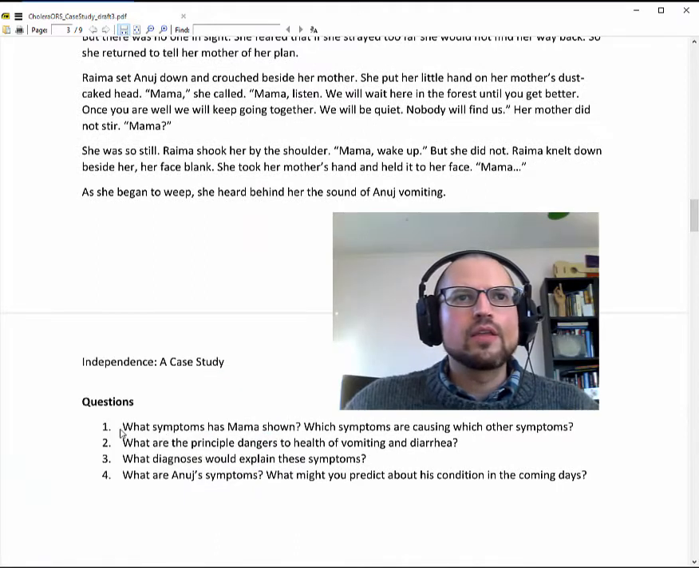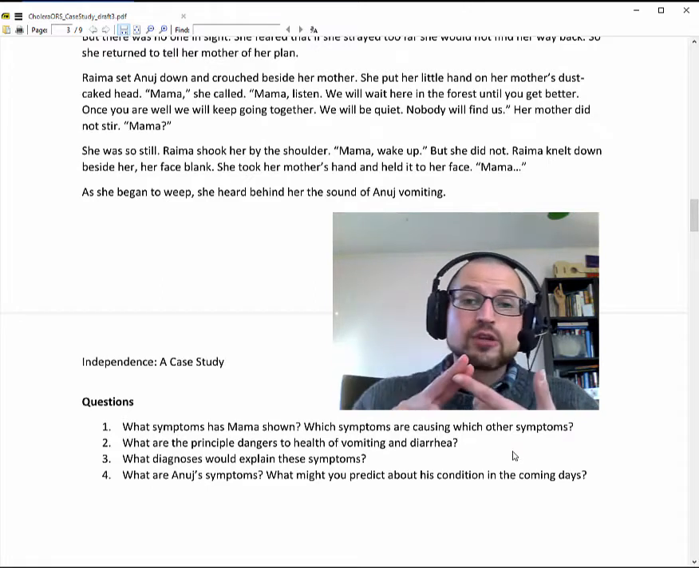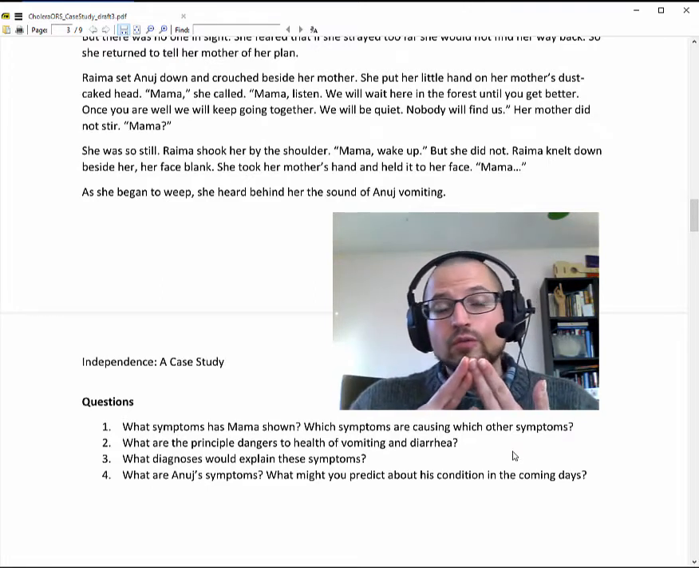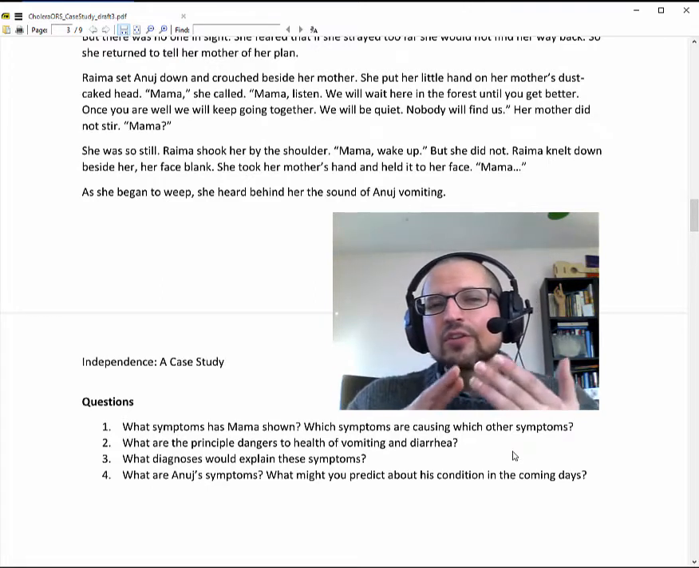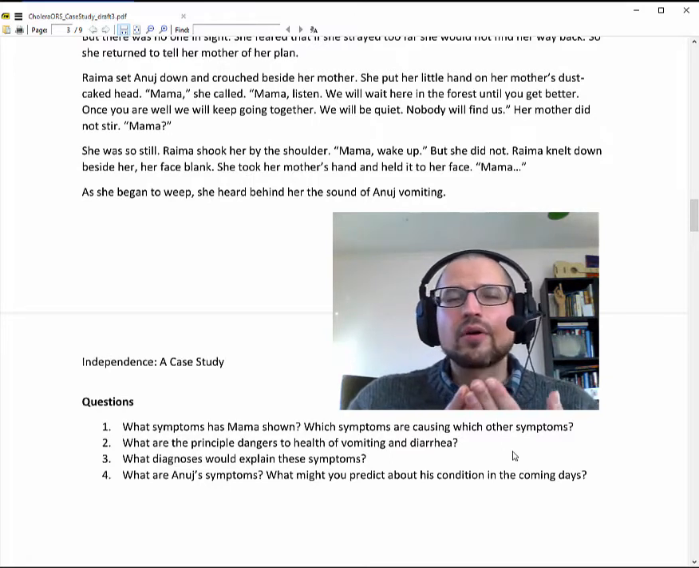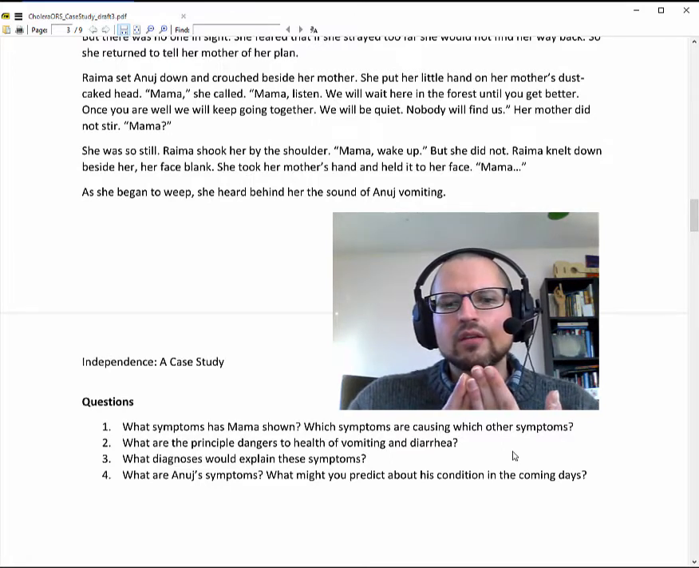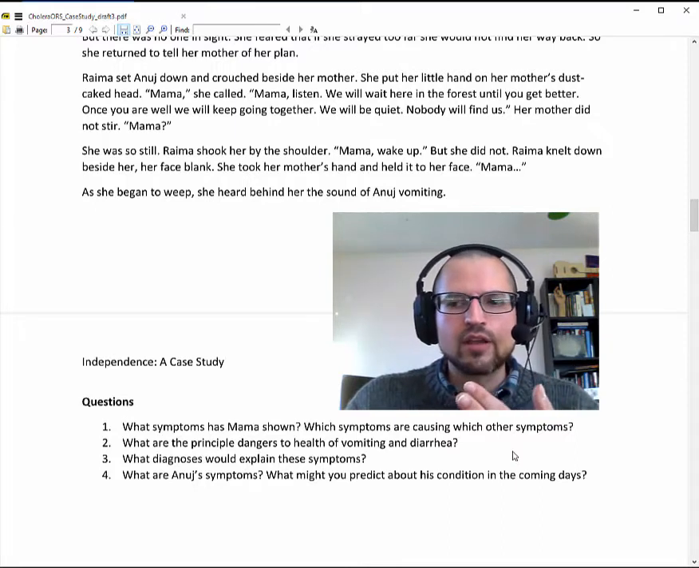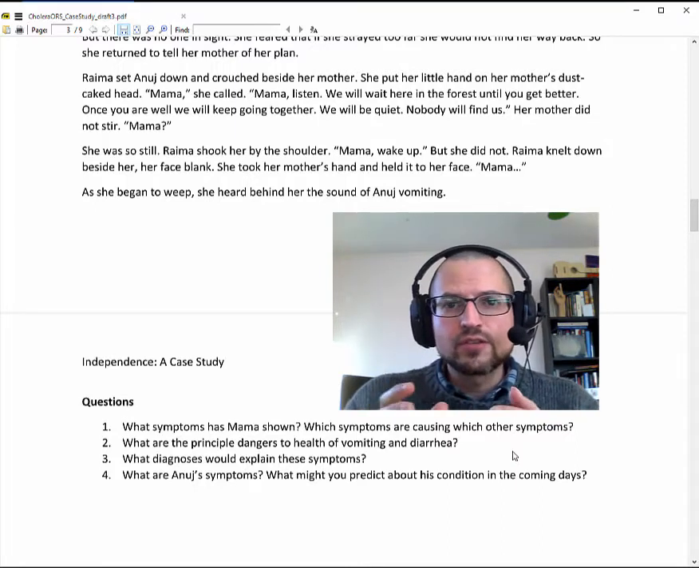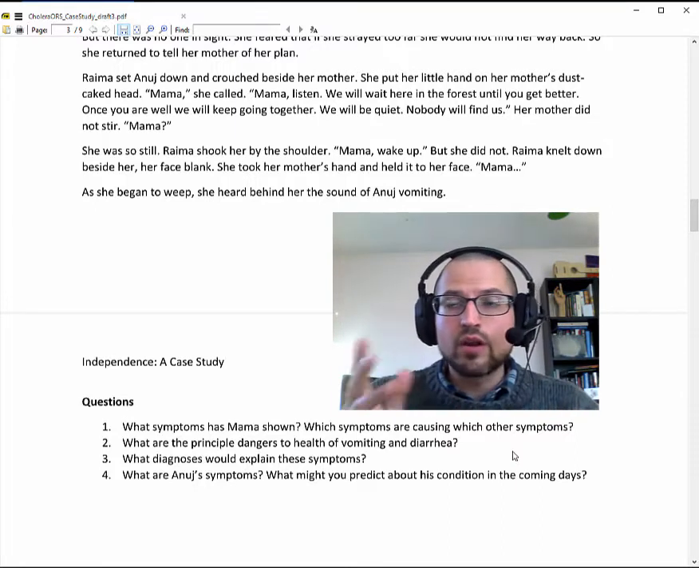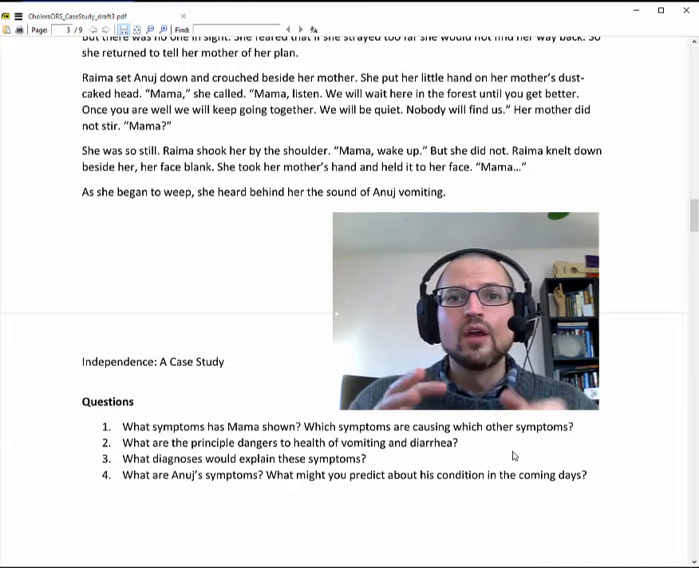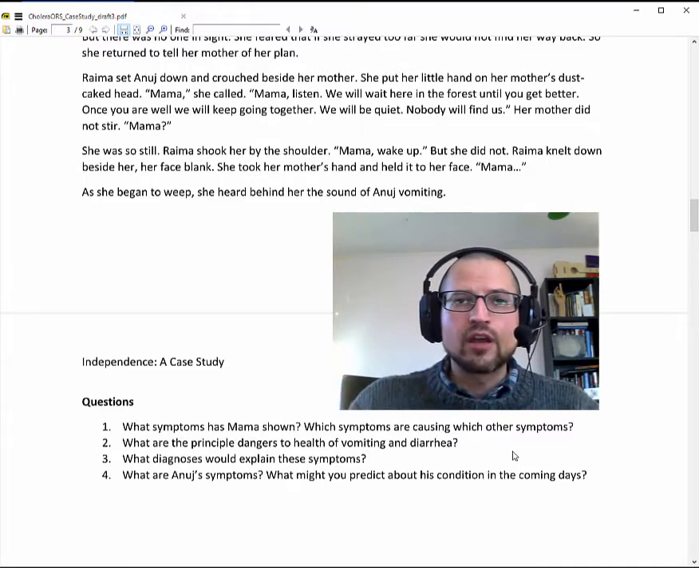So that's question 1. What are the principal dangers to health of vomiting and diarrhea? Well, it's fluid loss and dehydration, so simply the loss of water, but it's also the loss of other components which are lost in the expulsions, in the diarrhea and the vomiting. So things like salts, which are necessary for things like water balance and nervous system function in the body, would also be lost in the diarrhea and in the vomiting as well.